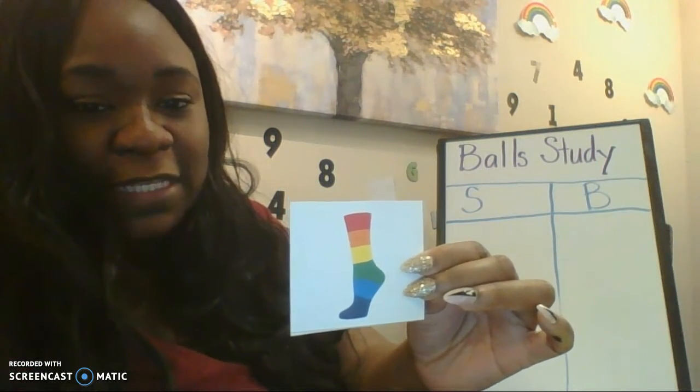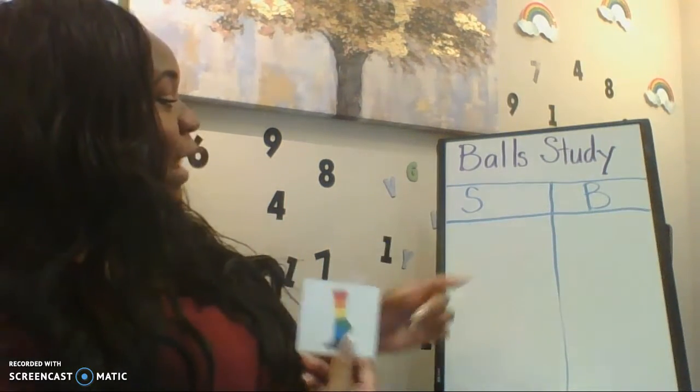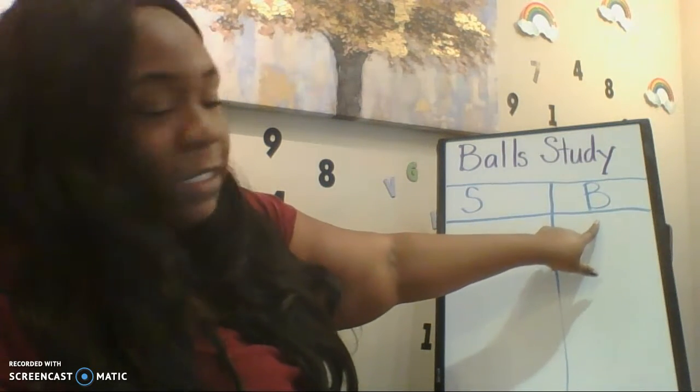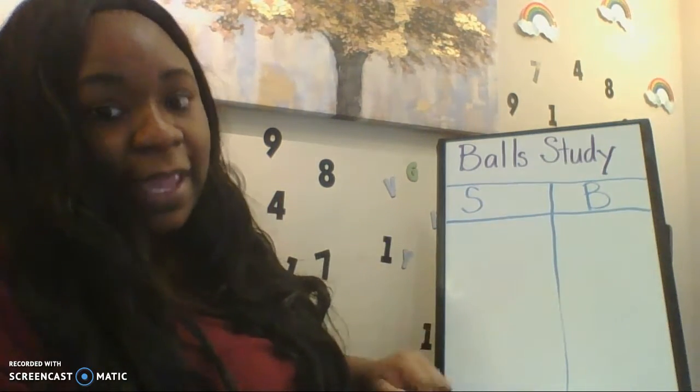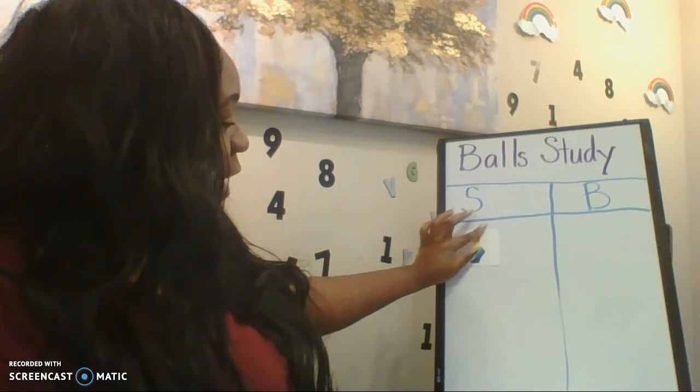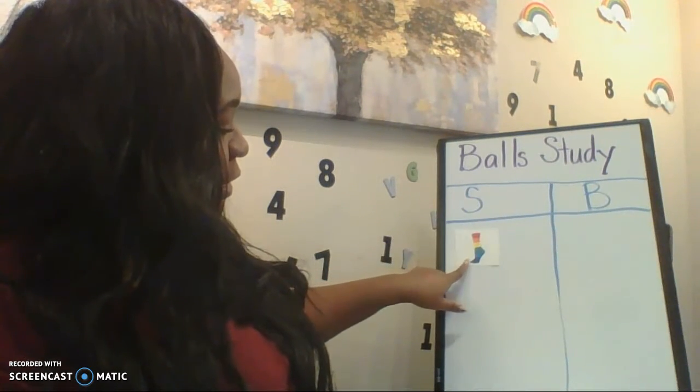Sock. What is the beginning sound for sock? Yes, you're right. It's S. And so should I put that under the S or the B sound? Yes, friends, it goes under the S for sock.